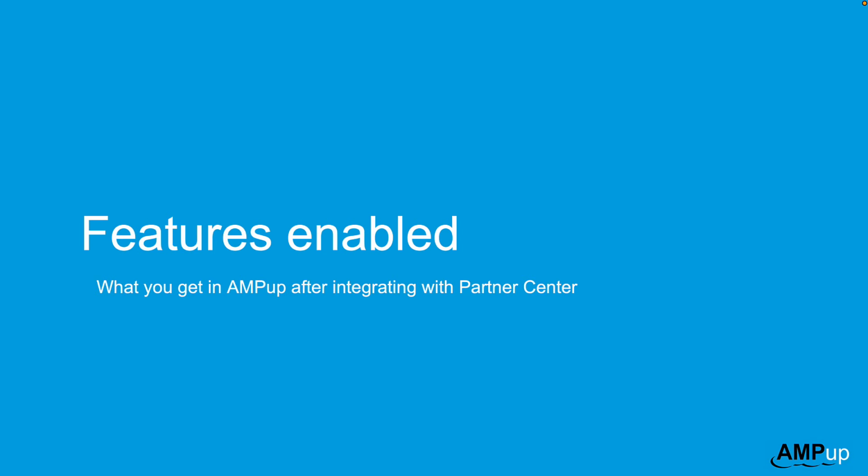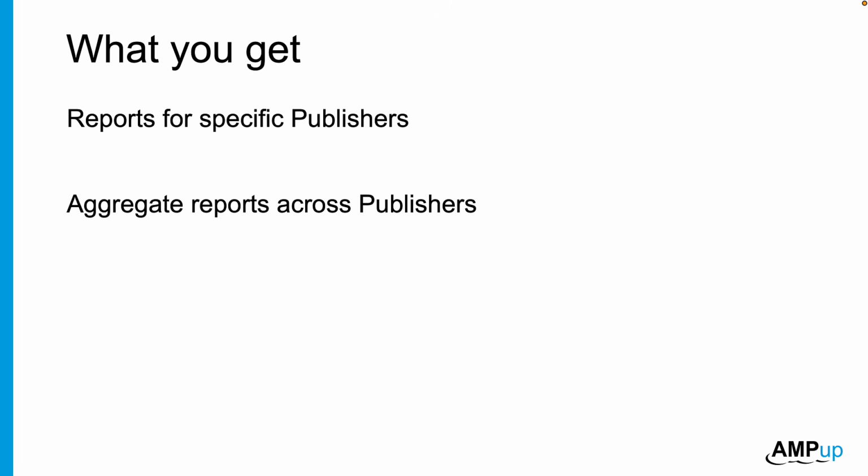Let's start with what we'll see in AMPup after the configuration is complete. First of all, you'll get reporting. Reports for specific publishers to include marketplace activity, among other things. Next, you'll get aggregate reports across all of those publishers so that you can see information about both customers and orders, things like this. Next, you'll get aggregate reporting across all publishers you've defined in AMPup. You'll also see information about your private offers defined in Partner Center, but you'll see this in AMPup itself.